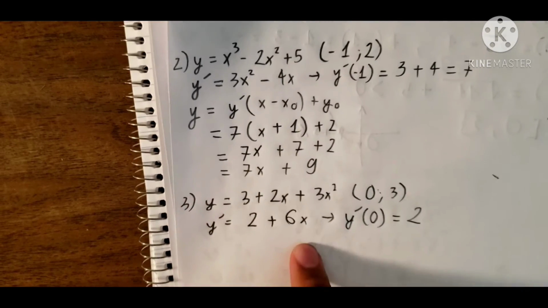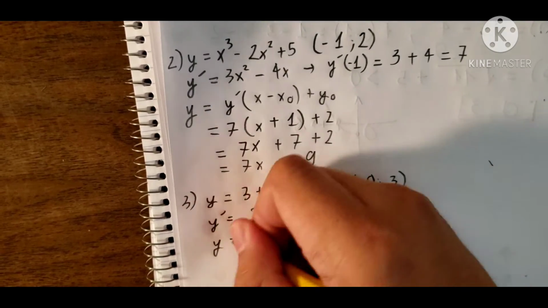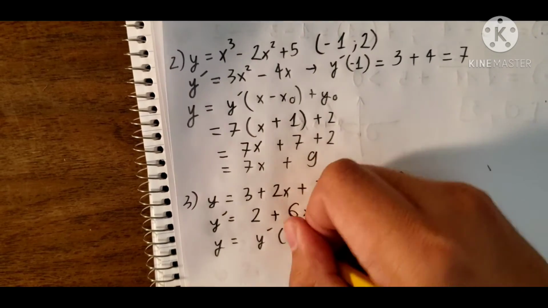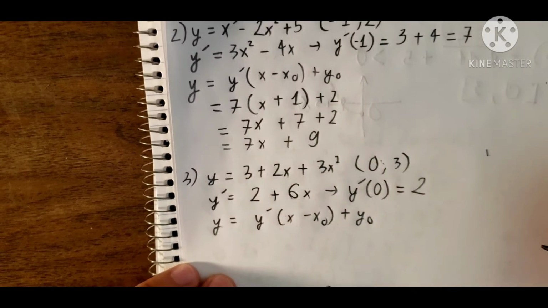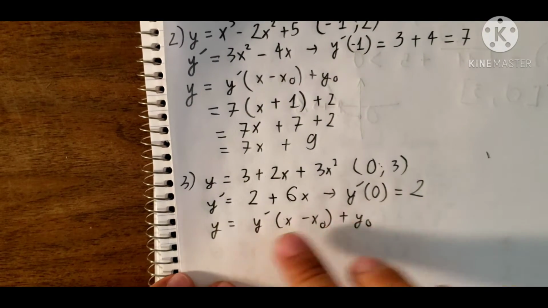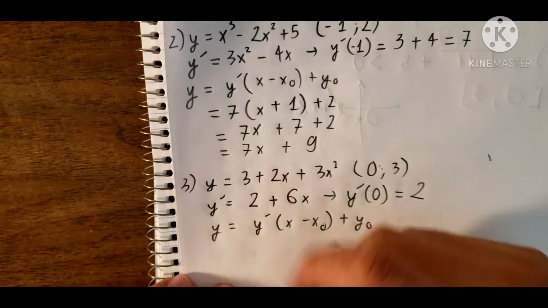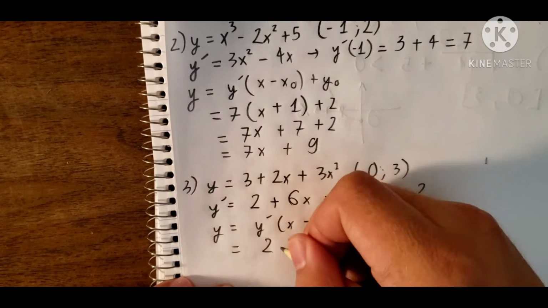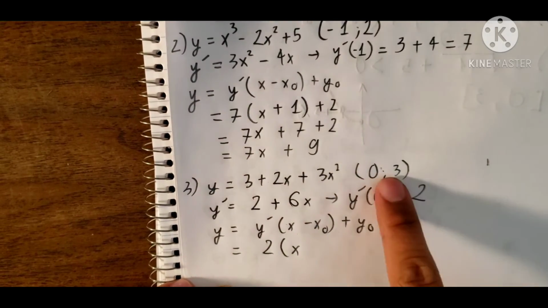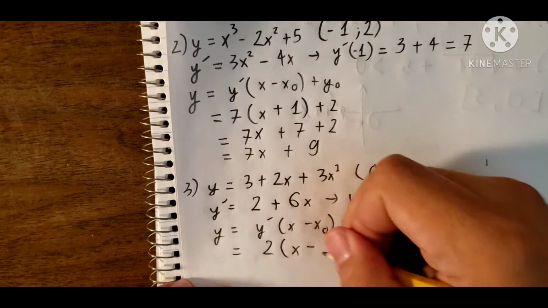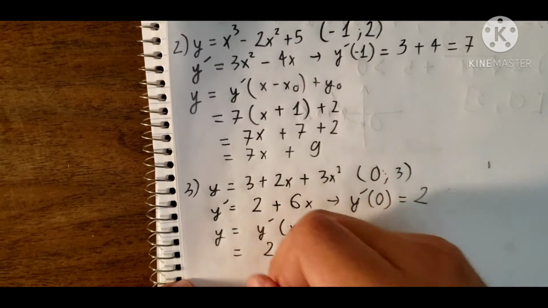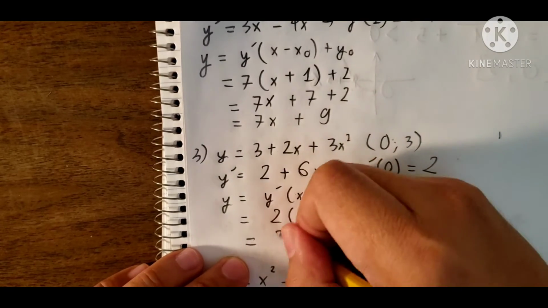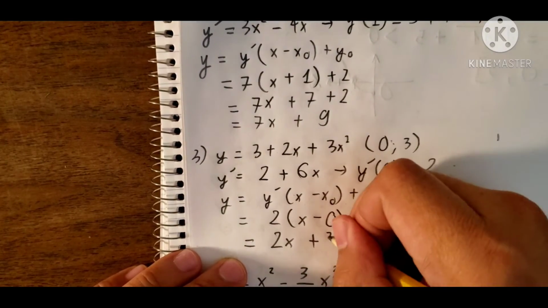The formula of the tangent line is like this. So you have number 2 in the first derivative, you put in here. We have 0. We have 3 in here. So the tangent line is 2x plus 3.